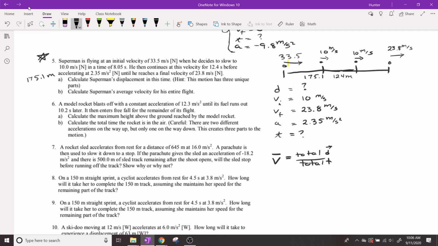The last part, with the going to 10, then going to 23.8, and then having an acceleration, we have to use a kinematic equation. It's not terrible, but we're actually going to have to probably solve for it with math. So, which one do you want to use?